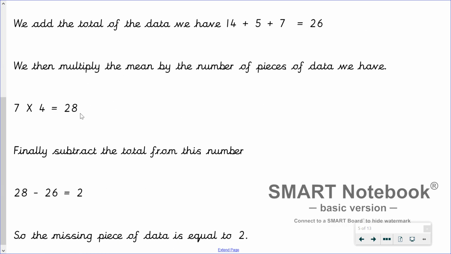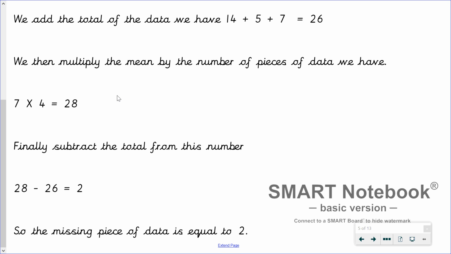So 7 times 4 is 28. So all 4 bits of data add to make 28. And we know that 3 of them add to make 26. So to find that missing piece, we take the 26 away from the 28, and what we're left with will be that missing piece of data. So 28 take 26 is 2. So the missing piece of data is equal to 2.